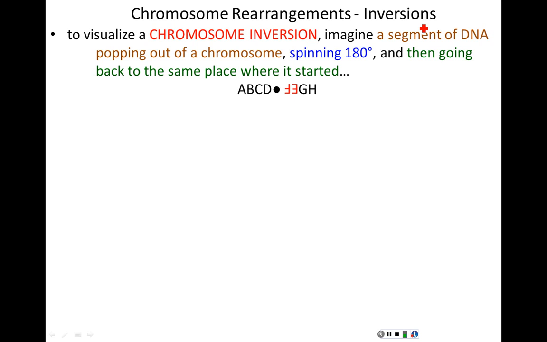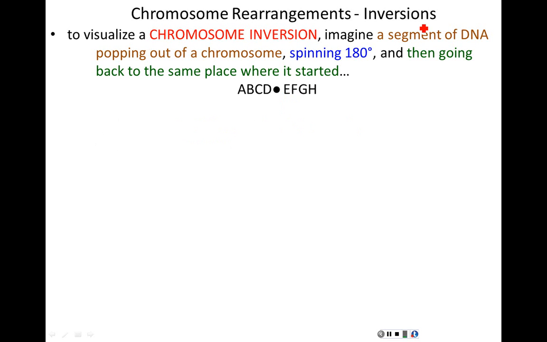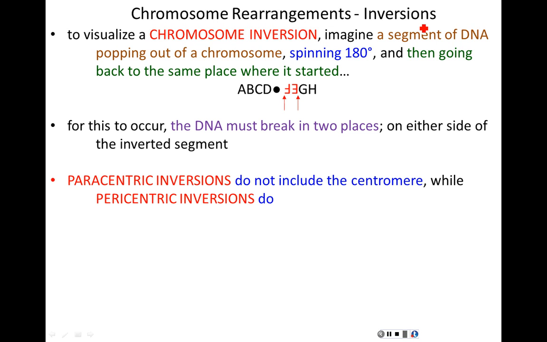That's an inversion. For this to occur, think about it. The DNA actually had to physically break in two places on either side of the inverted segment. To get region EF out, we had to snip it out and remove it from the chromosome, then spin it around and glue it back in place. That happens. We have enzymes to snip DNA and we have enzymes to glue DNA, so this does happen, and it happens more readily than you might expect.